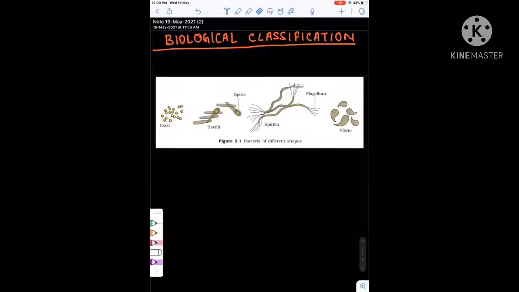So in this video we will be discussing the important diagrams of the chapter biological classification. Okay, this is chapter 2 of class 11 biology. Now the first diagram is figure 2.1.